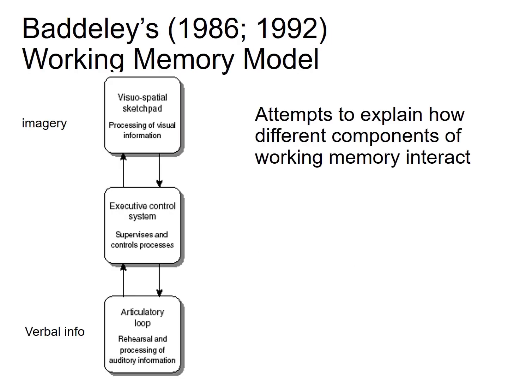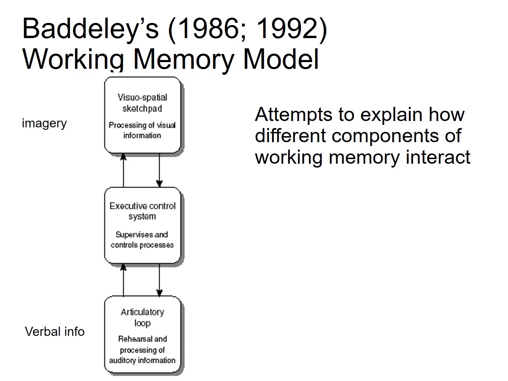Perhaps the most influential memory model of them all is Alan Baddeley's model of working memory, which he proposed in the late 1980s. Baddeley's model attempted to describe working memory. In contrast, John Anderson's ACT-STAR model was modeling long-term memory. Baddeley's model describes working memory as the interaction among multiple components.